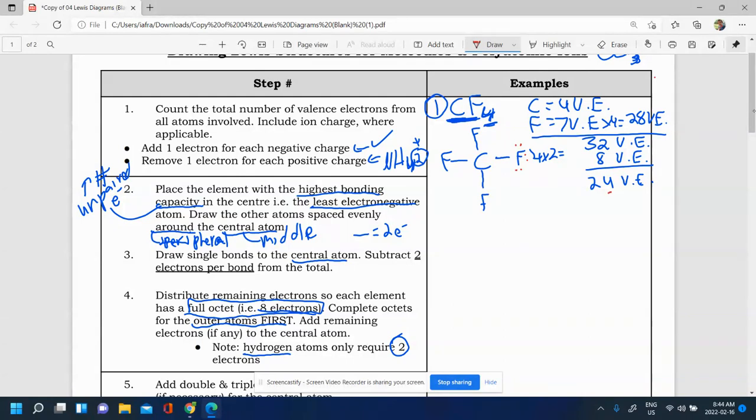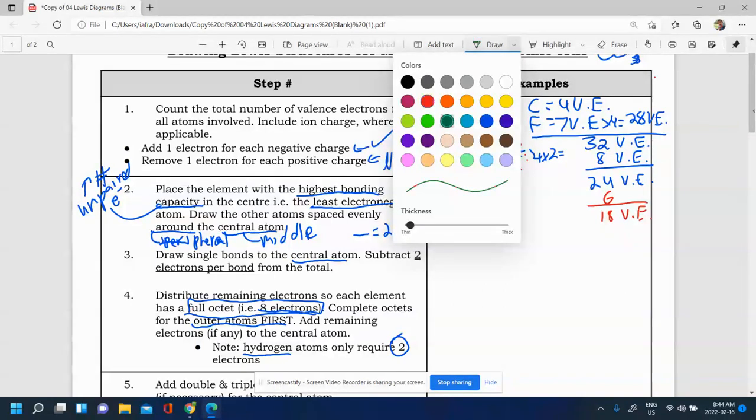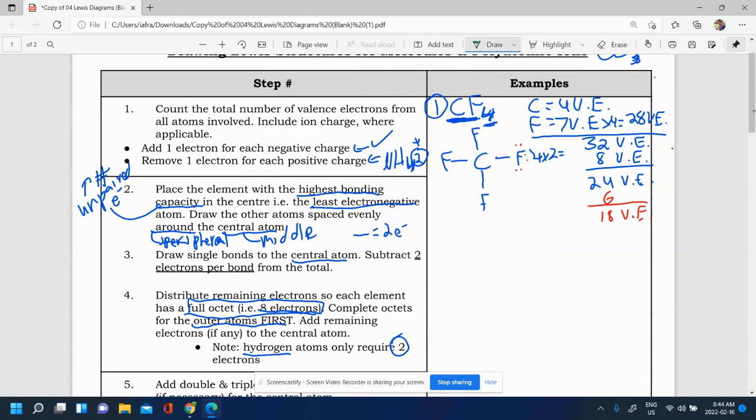And so we've removed 6. There's 18 left to place. Let's continue placing them, again, around the peripheral atom. So 1, 2, 3, 4, 5, 6, and then 2 in the line there. So that's 8 total. That one's happy. We've placed 6 more. So that's 12 valence electrons left.